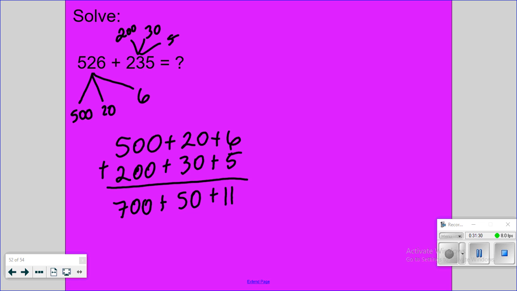Is my answer going to be 7,511? No. What is this number? It's tricky because I have 11 here. So 700 plus 50, that's pretty easy. Logan, 700 plus 50 gets me how much? That gets you 750. And then I add 11. 750 plus 11 is how much? Gwen? 761.